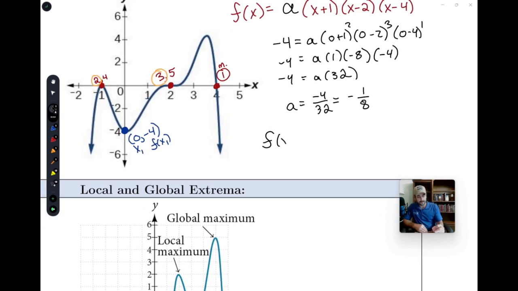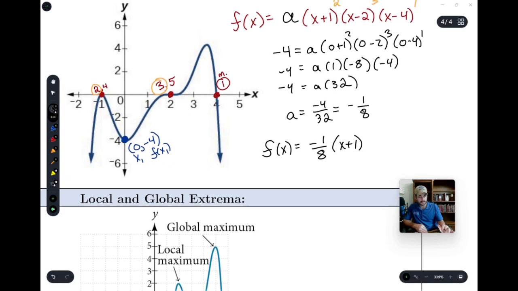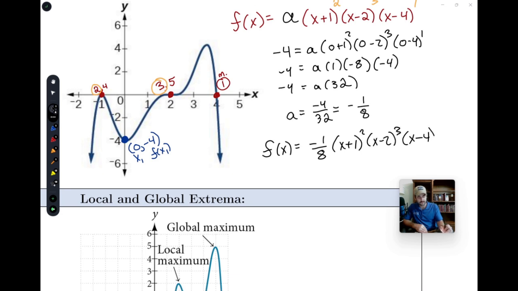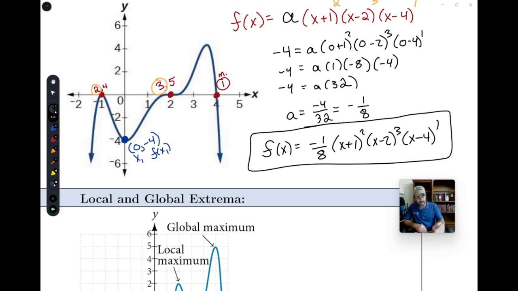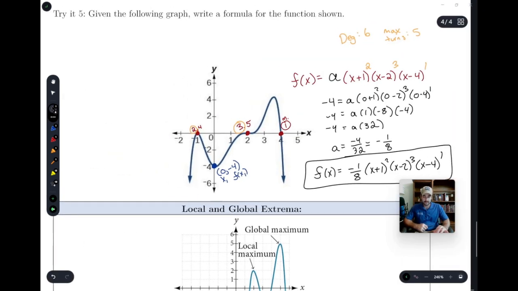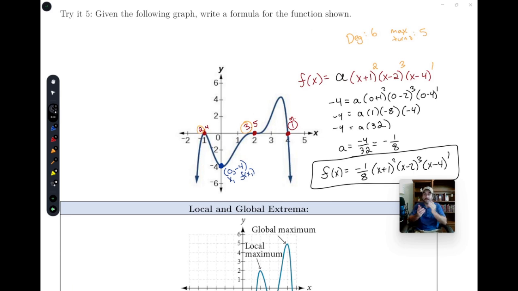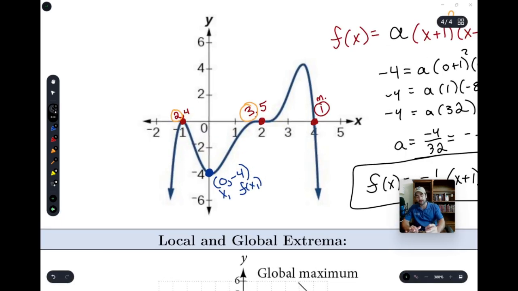So f of x equals, use that a value that we just solved for using the y-intercept, and put those x's back in. 2, x minus 2 is 3, x minus 4 to the 1. We got ourselves a function. Awesome. If you want to go hop onto Desmos and check that, you can plug that into Desmos and see if we don't get the same maximum right here, about 4.25 or something. We'll check some special points that you can see the intersections and see if those turnaround points look about the same.